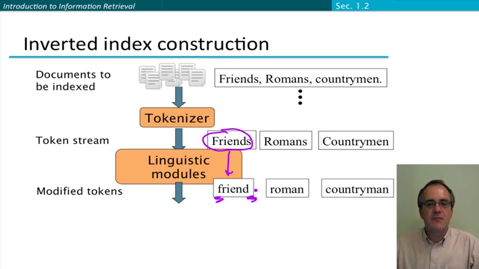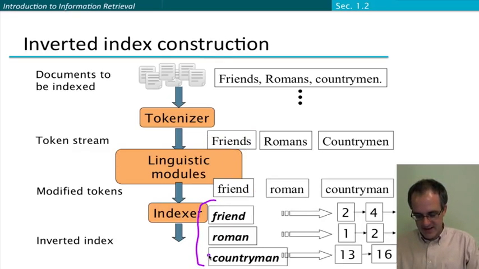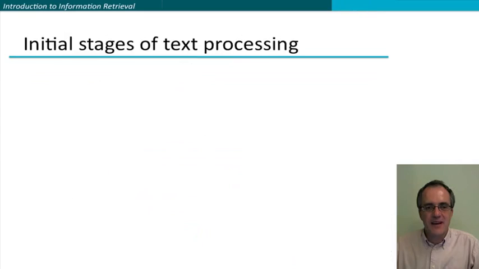Okay, so then it's those modified tokens which will be fed to the indexer, which is the thing that builds the inverted index that I was just talking about. So here's the inverted index. And it's this step here of the indexer that is the main thing that I want to talk about. But let me first just briefly mention those initial stages of text processing.